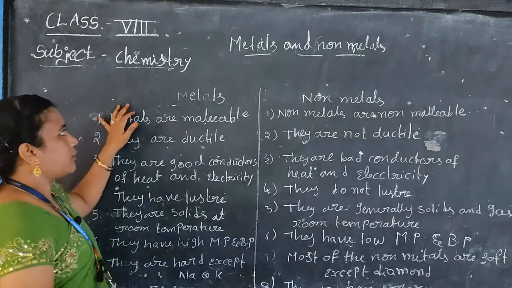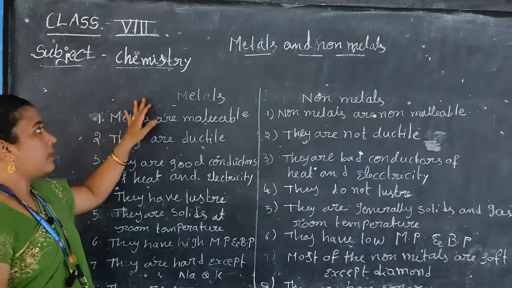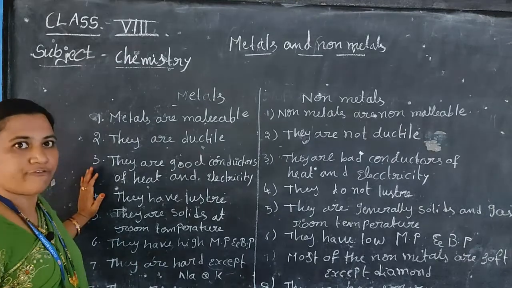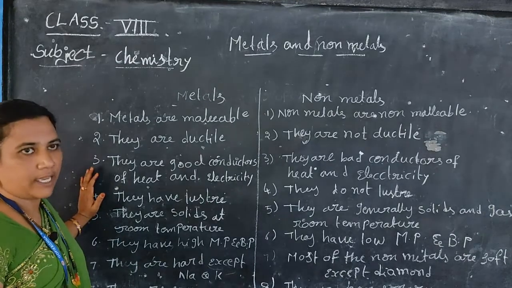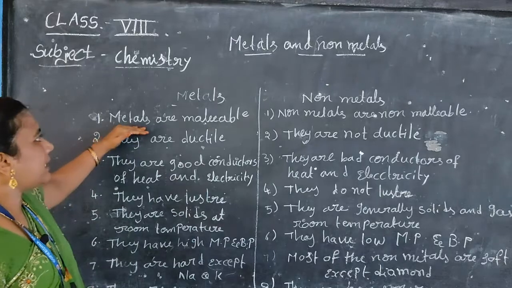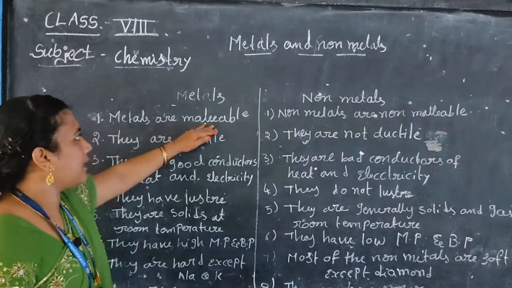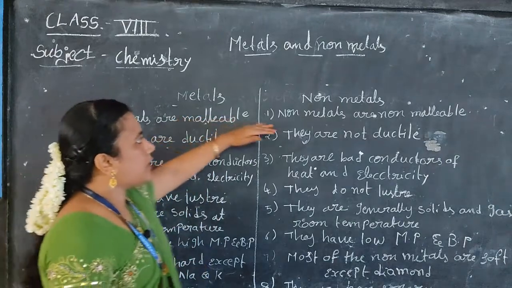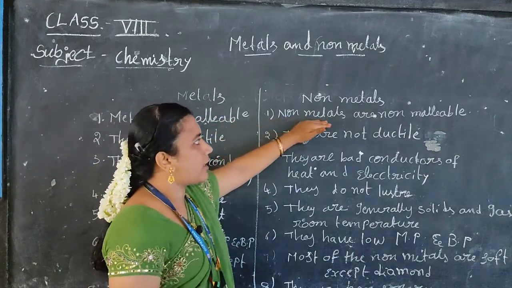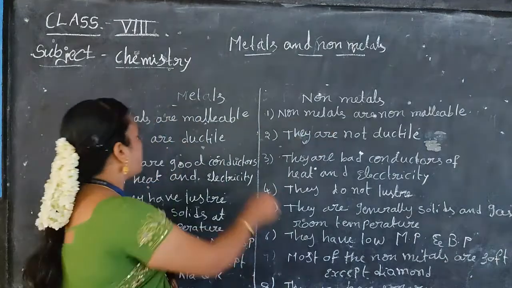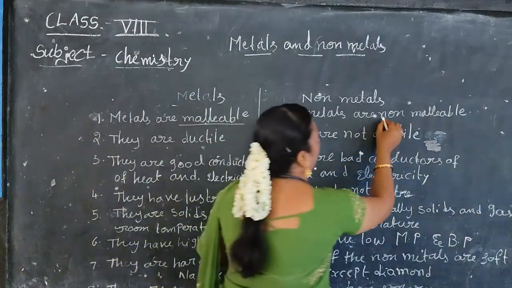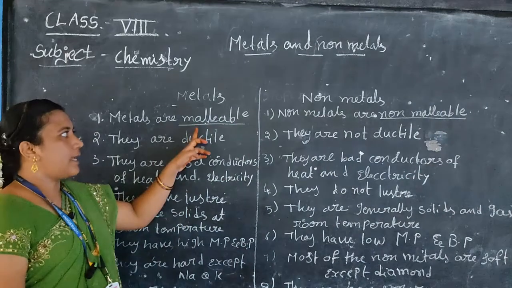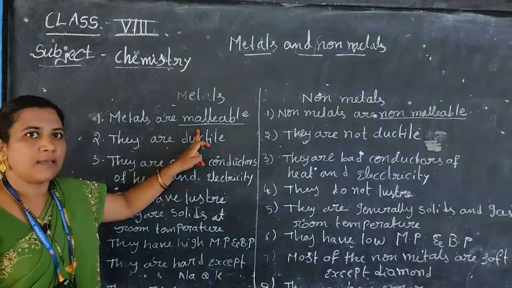First, coming to the metals. These differences are based upon the physical properties. The first one: metals are malleable. Coming to the non-metals, non-metals are non-malleable. So metals are malleable, non-metals are non-malleable. Yesterday I explained what is meant by malleable.